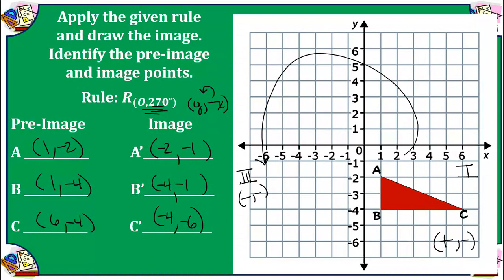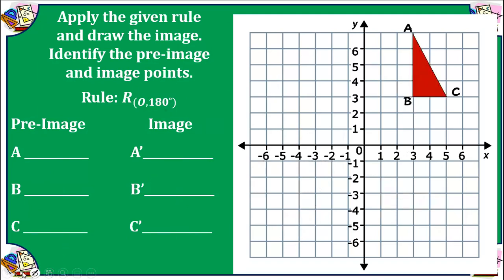So I think I have this right. Okay, so we have negative 2, negative 1. So this is A prime. We have negative 4, negative 1. This is B prime. And we have negative 4, negative 6. And this is C prime. So applying the rule algebraically and then plotting the points makes it easier for me anyway.